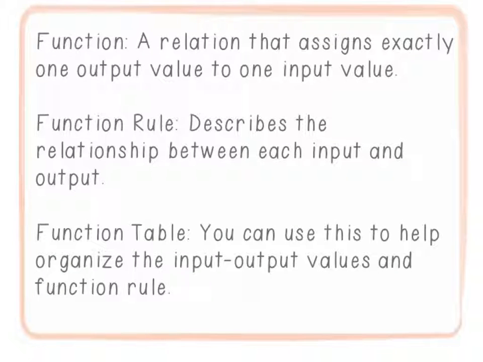So the first term is function. A function is a relation that assigns exactly one output value to one input value. A function rule describes the relationship between each input and output. A function table, you can use this to help organize the input-output values and function rule.